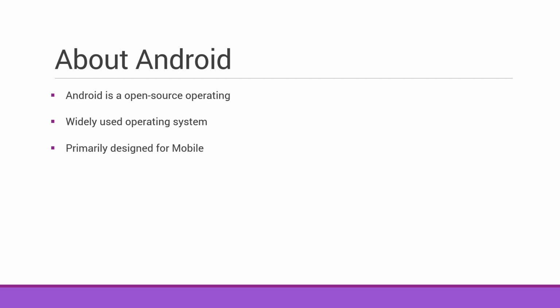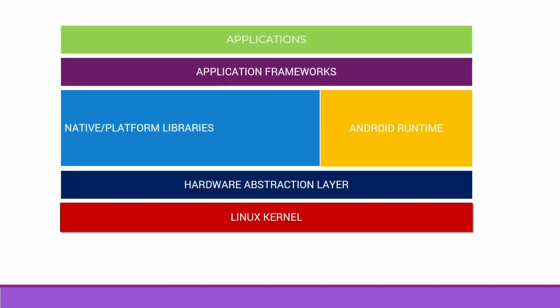Let's deep dive into all the layers of the Android operating system. The first layer, application layer. The second one, application frameworks. The third, native or platform libraries and Android runtime. The fourth layer, hardware abstraction layer. And the last one, which is the foundation for the Android operating system, the Linux kernel.